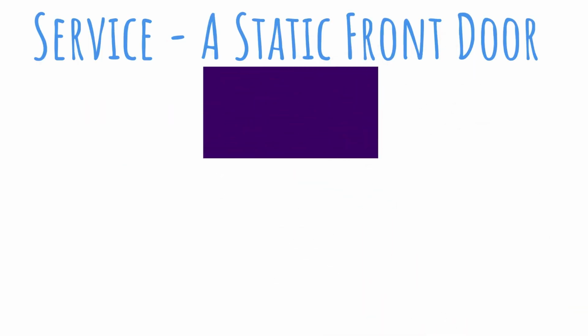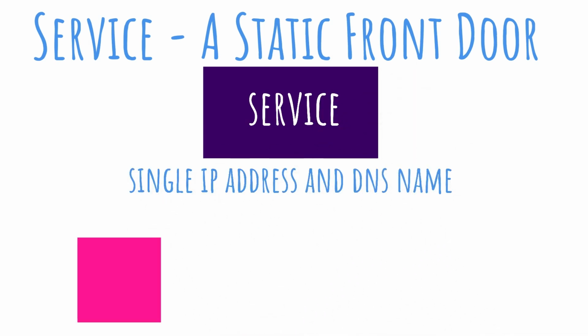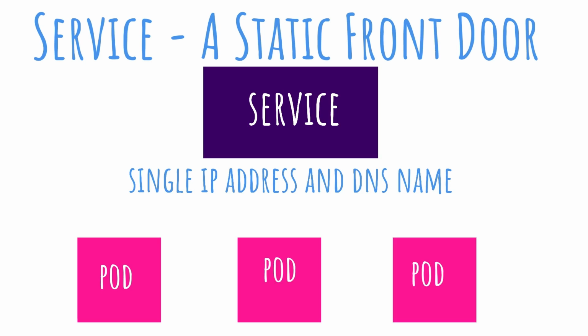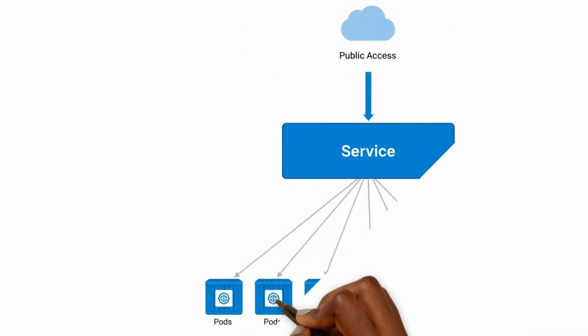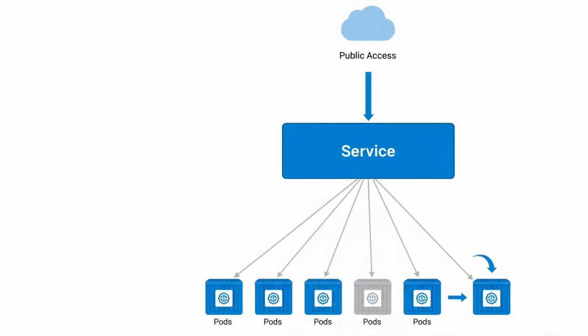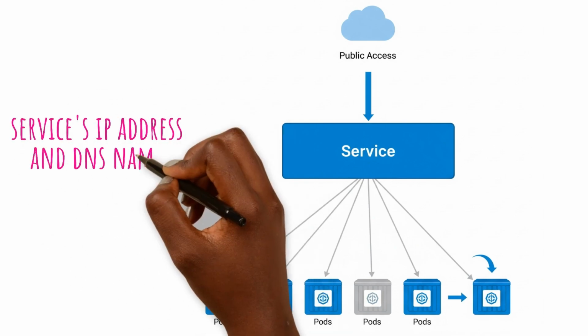A service is a Kubernetes object that provides a single, stable IP address and DNS name for a group of pods. It acts as a permanent front door for your application, automatically distributing incoming traffic to all the healthy pods that are running behind it. The real genius of this system is that it completely decouples, or separates, the application's public access from the lifecycle of its individual pods. Pods can crash, scale up or down, or be replaced by a rolling update, but the service's IP address and DNS name never change.